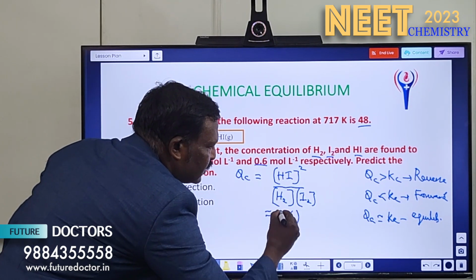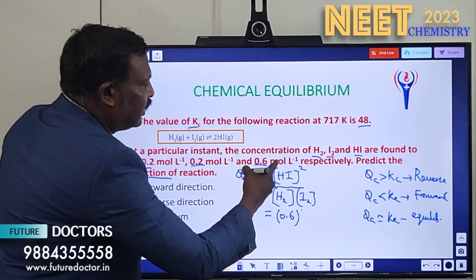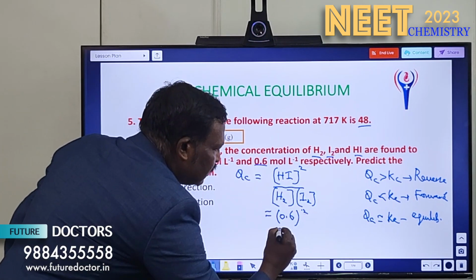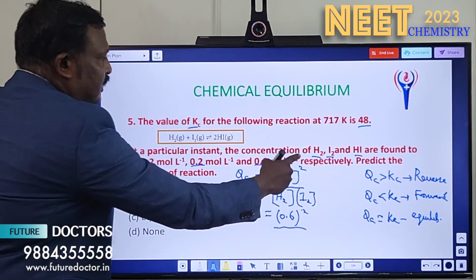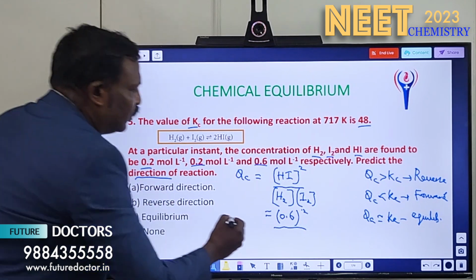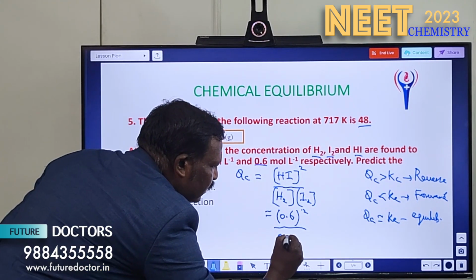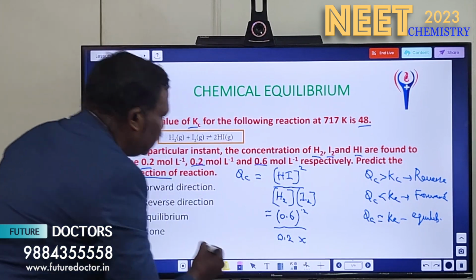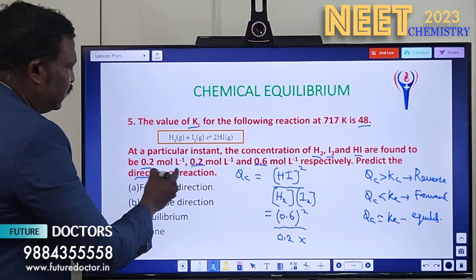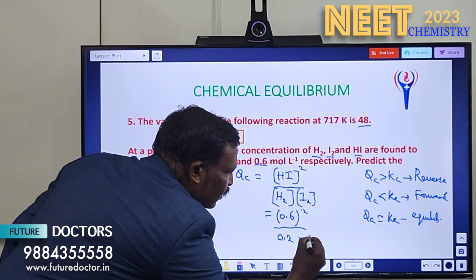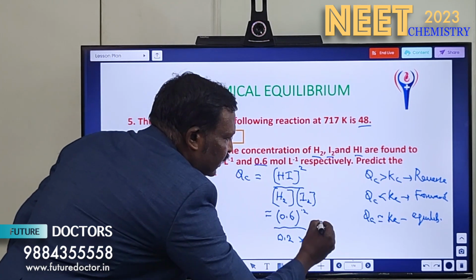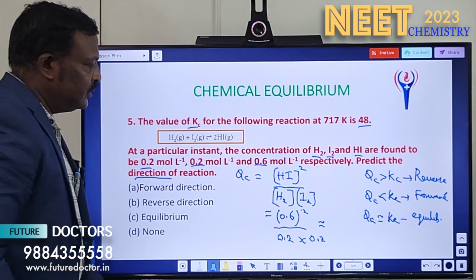So 0.6, the whole square. Correct or not? Okay, correct. By H2, which is 0.2, into I2, that also is 0.2. Are you following? Okay, that's all. Now you simplify.